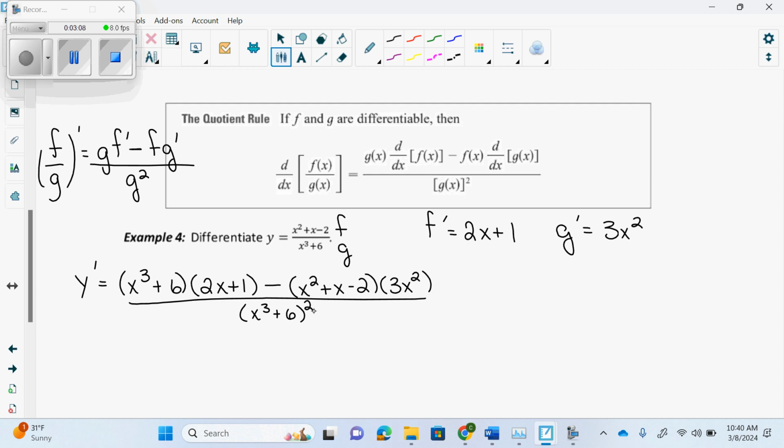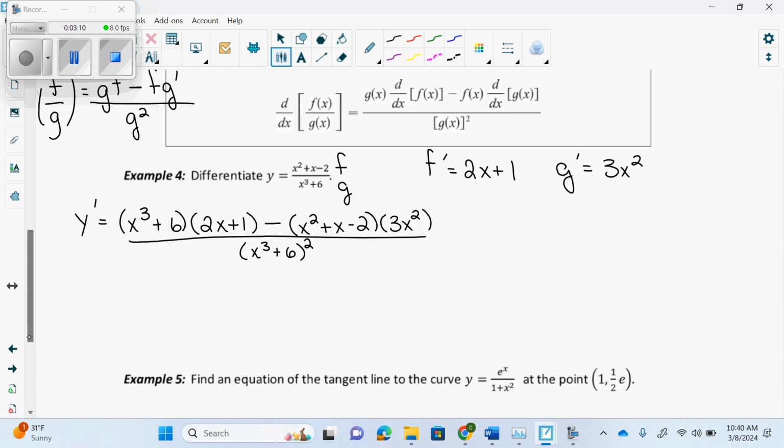So we're going to distribute these out. So it's a little more work, but it's not hard work. So x cubed times 2x, I get 2x to the 4. X cubed times 1, x cubed. 6 times 2x, 12x. 6 times 1, 6. Minus x squared times 3x squared is 3x to the 4.